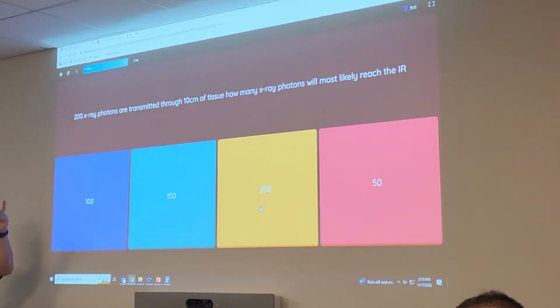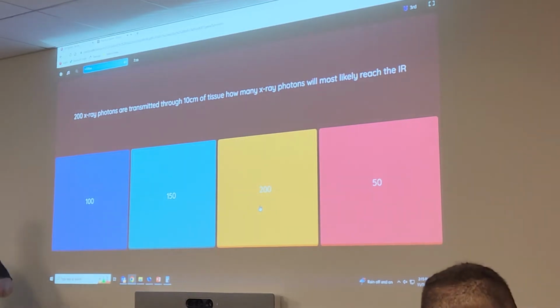Your previous question: why does it matter if kVp and mAs are unchanged? Right, because of this. Depending on how thick a patient is, 10 centimeters gives 100, then another piece of 25 centimeters will be half of this, so it will be 50. You know what I'm saying? It will change your answer.